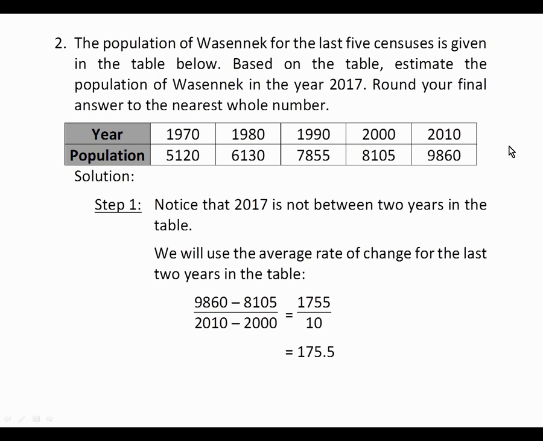So again, if you're going beyond the table in either direction, use the average rate of change for the last two values in the table. Either the last two on the right if you're going beyond to the right, or the last two on the left if you're going beyond to the left.